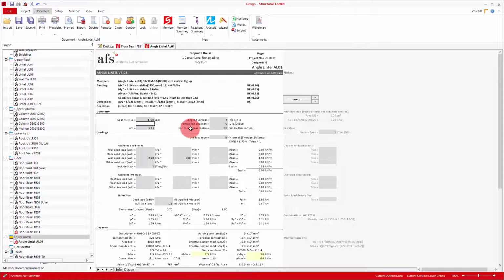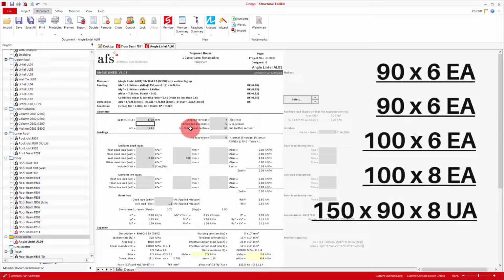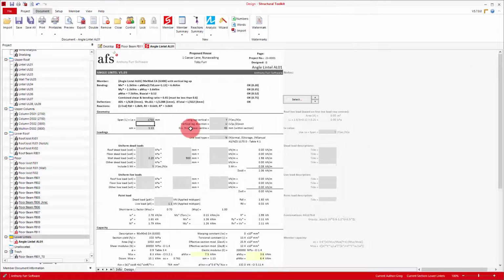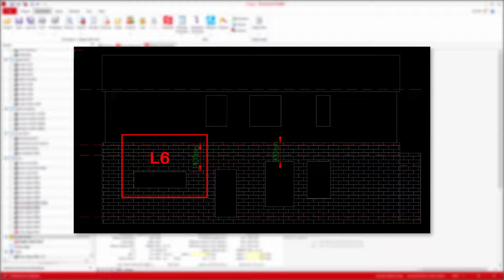We'll then rename the member to have this span included in the name. Using standard sizes, you will end up with 5 different types. There are a lot of different ways you can do this, however, as on certain projects there may not be many lintels to design, so you might just design each lintel as their own angle lintel design. You will also need to remember to design any lintels that have a different brickwork height above, such as our L6, which is a mid-height kitchen window.